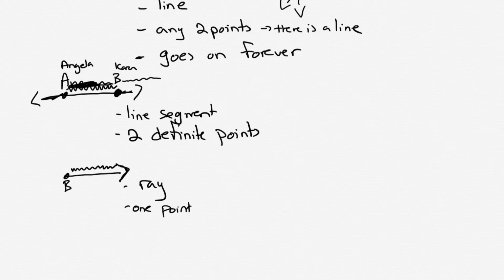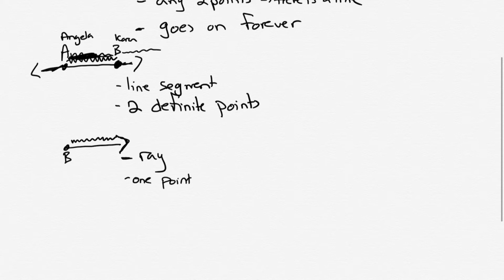Here with the line segment, we wanted everybody between Angela and Karen. So if we were going to say we wanted a ray, we were going to say, okay, everybody from Karen and after, so all the rest of the people, and remember this line is never ending, that is going to be your ray.